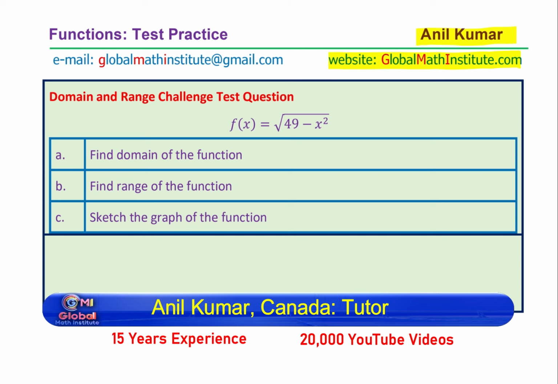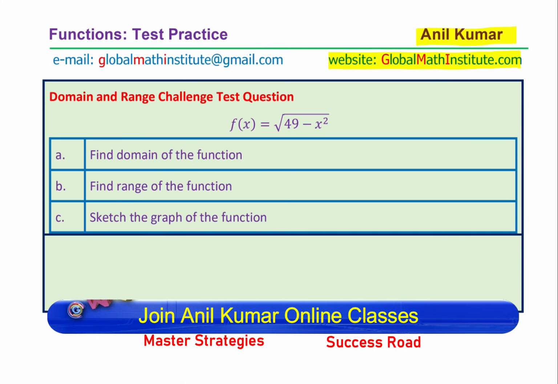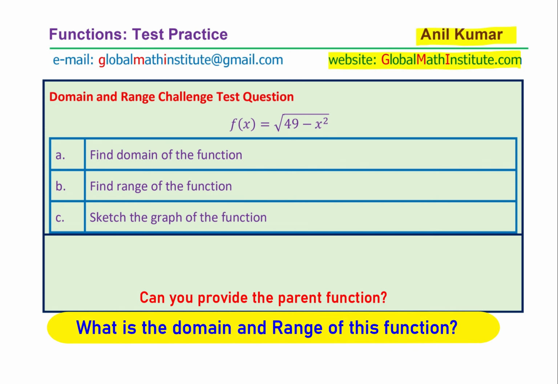In this video, we have a very important test question for you. We'll find domain and range of this particular function. f of x is equal to square root of 49 minus x squared. Find domain of the function, find range of the function, sketch the graph of the function. From test point of view, this is one of the most important questions you come across in functions 11. You can always pause the video, answer, and then look into my solution.